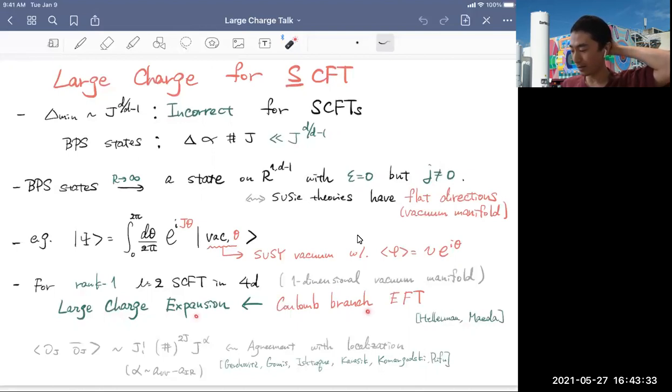The relation between the two is already suggested in this expression, because this large charge state is given by some superposition of the state on the Coulomb branch. In particular, you can predict the behavior of the two-point function of chiral and antichiral operators in the large J limit, and that is in agreement with the localization. Okay, so far so good.